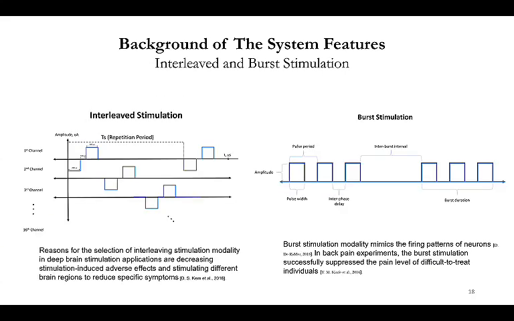The other stimulation model is called interleaved and burst stimulation. In interleaved stimulation, you basically stimulate all the available stimulation channels. For example, in this graph, there are 16 channels, but the stimulation signals do not overlap each other. The first channel begins and ends in a certain stimulation period. Whenever it ends, the second stimulation channel starts. The same goes for all the rest of the 16 channels.